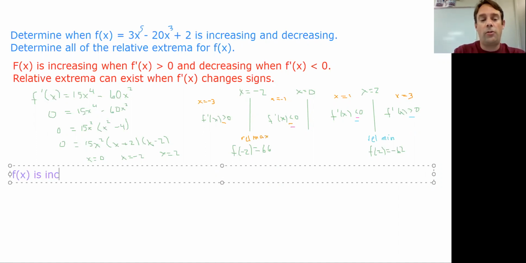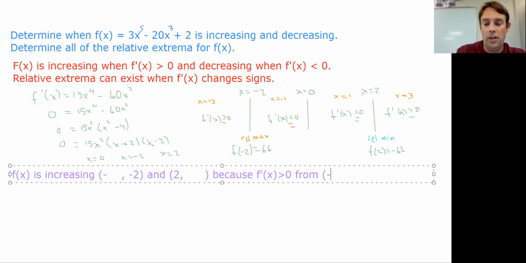F of x is increasing. When is it increasing? That's when it's positive. From -infinity, I'll put the infinity symbols in here in a second. I don't have it on my computer. Sorry about that. To -2 and 2 to infinity, because f prime of x is greater than 0 from -infinity to -2 and from 2 to infinity.